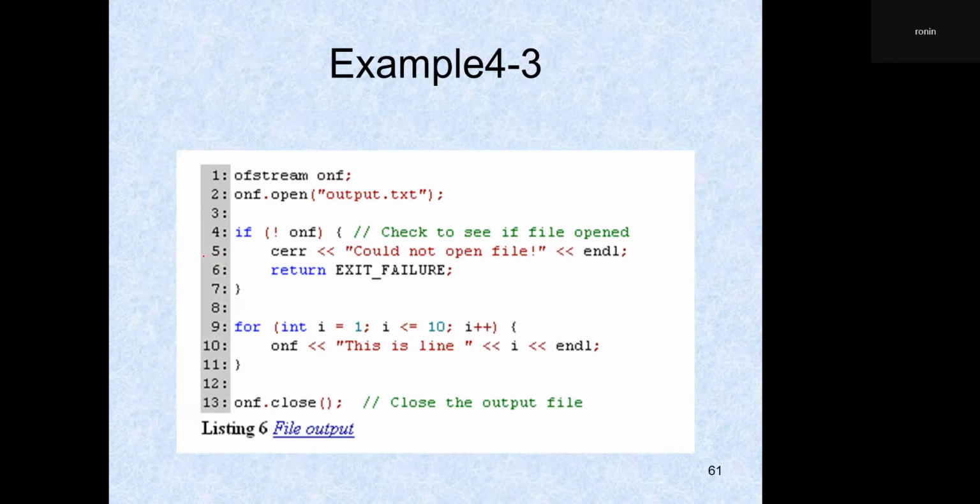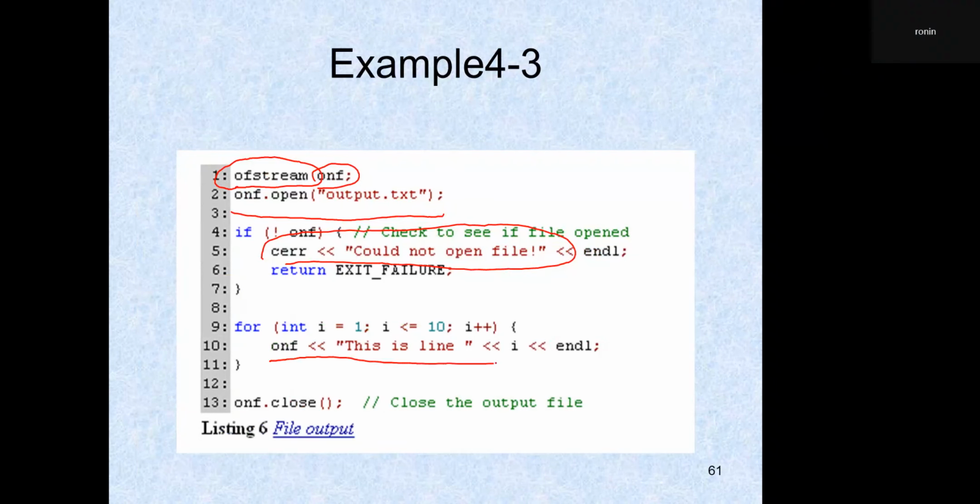File output means you should write content to the file. So it should be ofstream, an output file stream. First, open the file. If you cannot open the file, then show the error message. In this for loop, write content to the file, and after that, close the file.